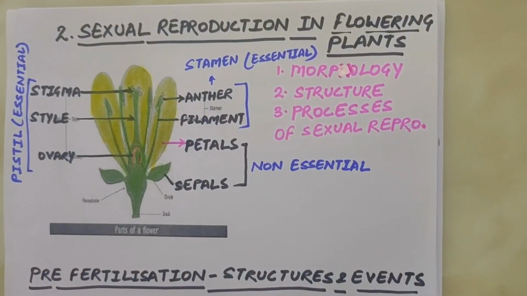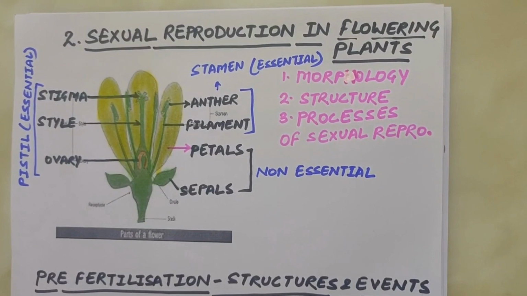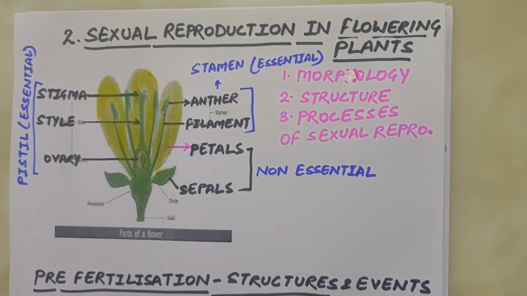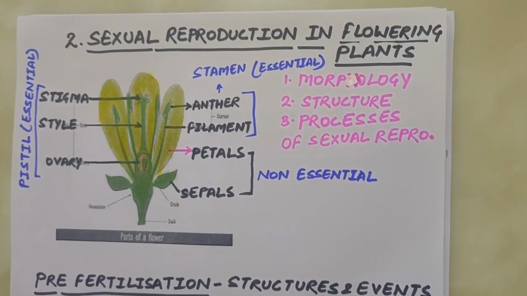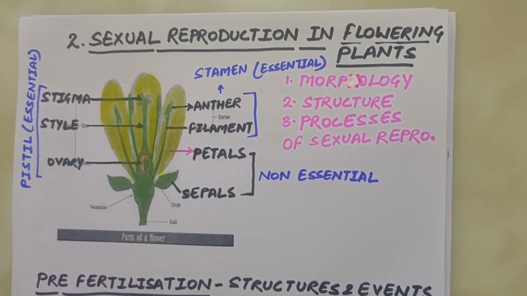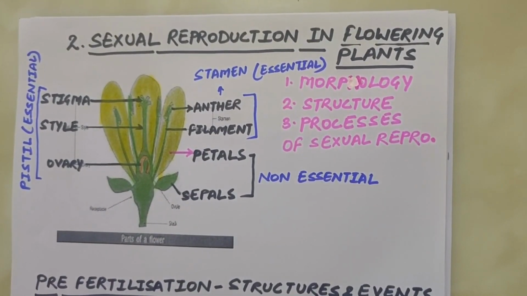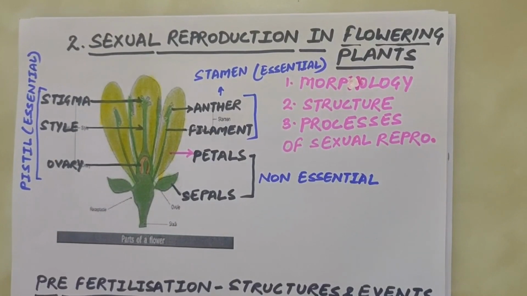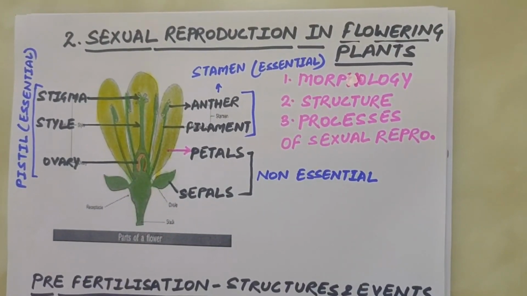Good morning everyone. Today we are going to discuss chapter 2 of class 12, that is sexual reproduction in flowering plants. And we know that all flowering plants show sexual reproduction. In this chapter, let us understand the morphology, structure and processes of sexual reproduction in flowering plants, that is in angiosperms. And as we are talking about flowering plants, let's have a look at the structure of the flower first.